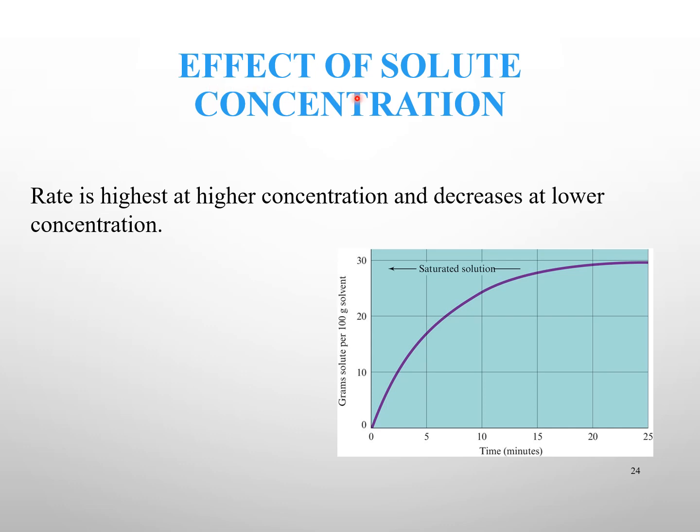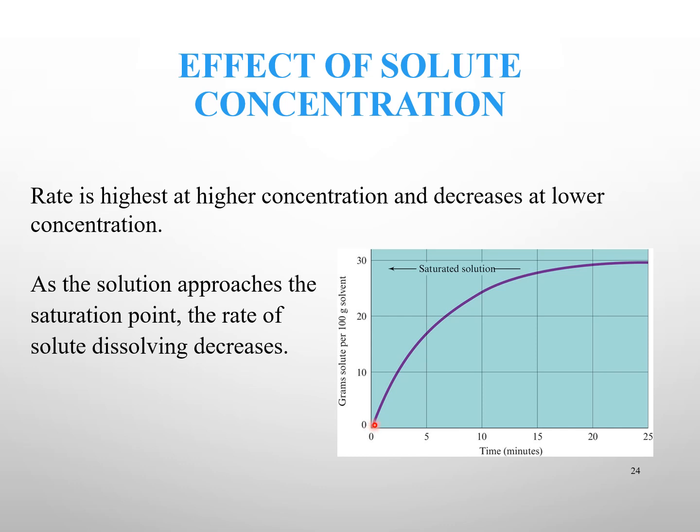So the effect of solute concentration on the rate of dissolution: the more solute you have, the higher the rate of dissolution will be, just because there's more solute to dissolve, so they can go faster. But if you have a lower amount of solute, you'll have a lower rate of dissolution. Now, one thing to watch out for though, as you dissolve your stuff, it's going to be pretty fast in the beginning. Once it gets close to the saturation level, it starts to slow down in dissolution.